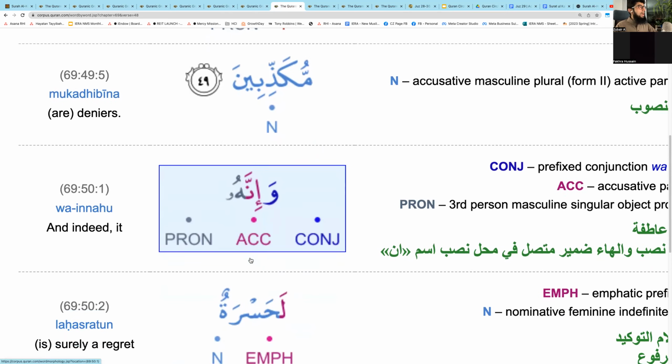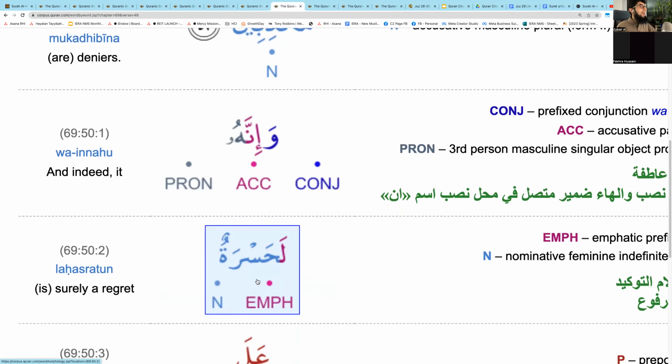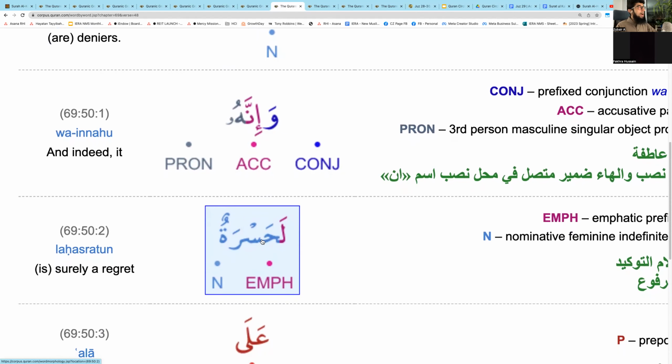Wa innahu. So this pattern now we already know. La for surely, hasra. So that's a new word. Ha, sin, ra, which means regret. So either unmute yourself or repeat after me 5 times. Hasra, regret. So let me say the Arabic, you say the English. Hasra, regret. Hasra, regret. Hasra, regret. And last one, hasra, regret. Good. And then again, as I mentioned earlier, the ta marbuta is for feminine.